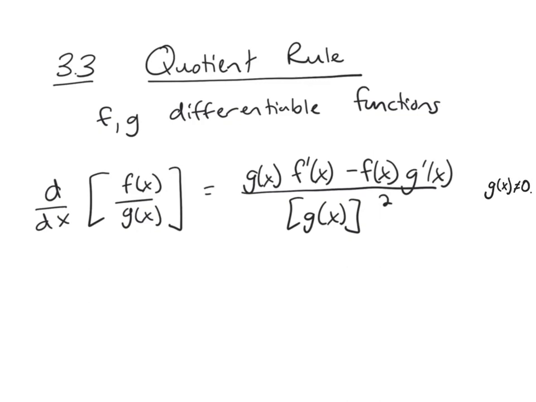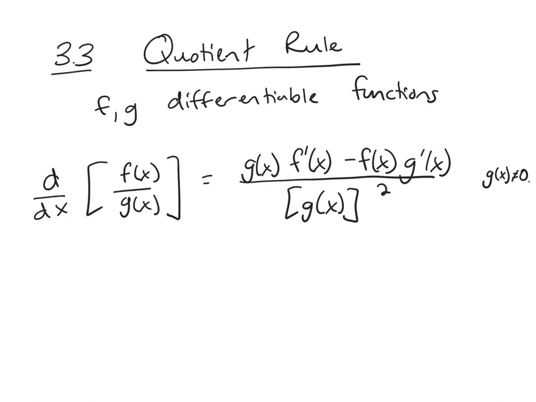So another way you can remember this, there's a little saying that people remember. We're going to use low for the bottom function and high for the top function. And so if you read the right-hand side, it's low, the derivative of the top. So they say d high, low d high minus high d low, derivative of bottom, over low squared. Okay.